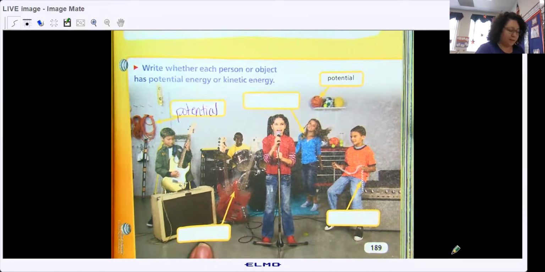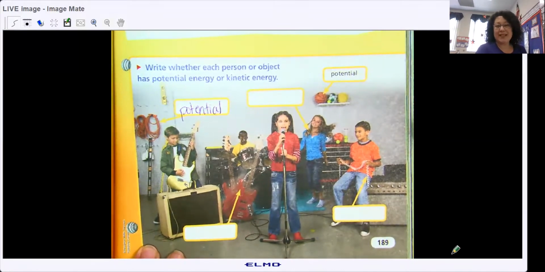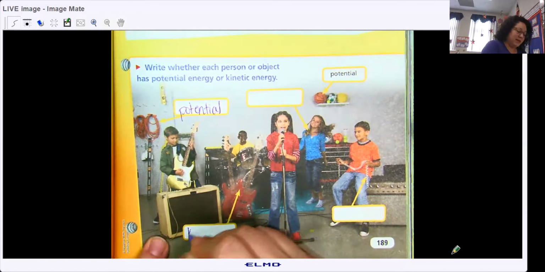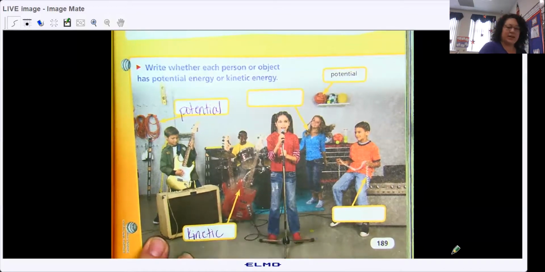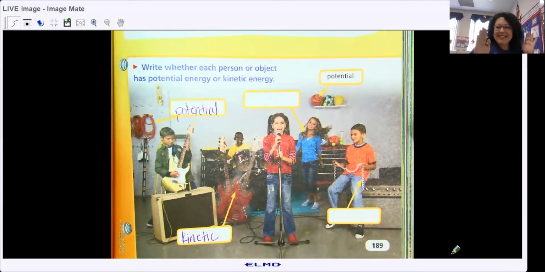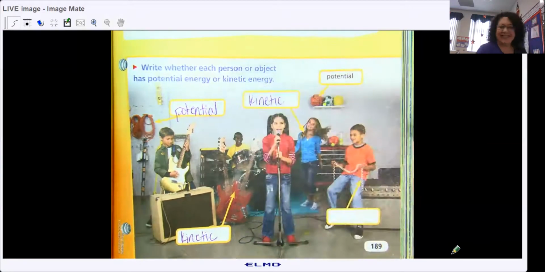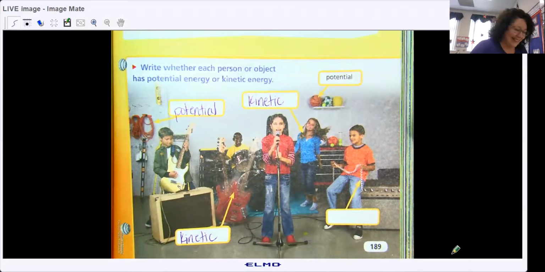Let's look at this guitar. If you can tell, there's not two guitars there. It's supposed to look like it's falling over, which means it's moving, which means it has kinetic energy. Good. Look at this girl. What's she doing? She's dancing. So she's moving. So it's kinetic. Do you like that? All right.